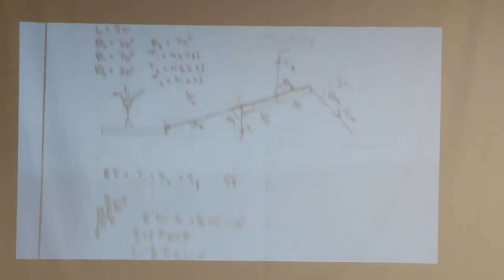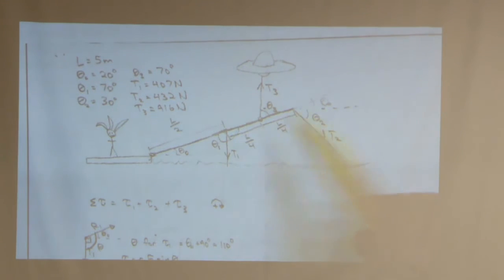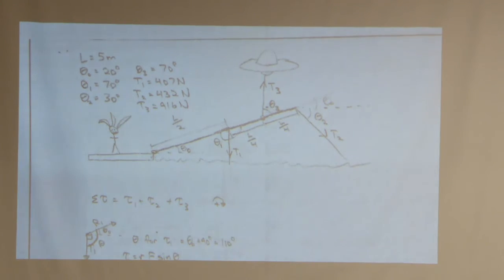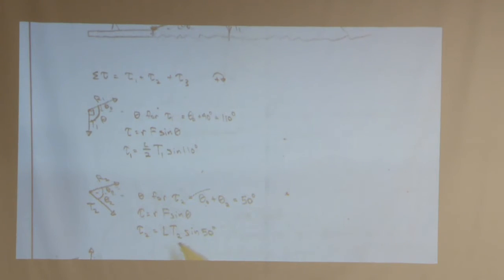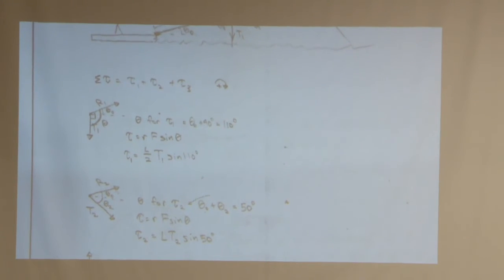And now we have to use the definition of torque, which is R times F times sine theta. Now we need to look at the R value. It's being applied all the way at the end of the rod, so it's going to be the whole length of the rod, L. All right? So we have L times tension 2 times sine of the angle we just found, 50. And that's going to be our torque value.